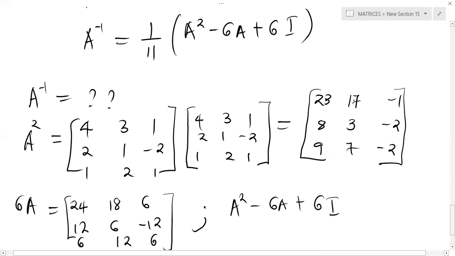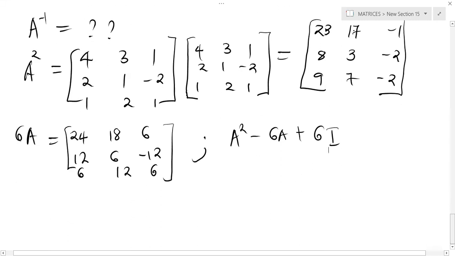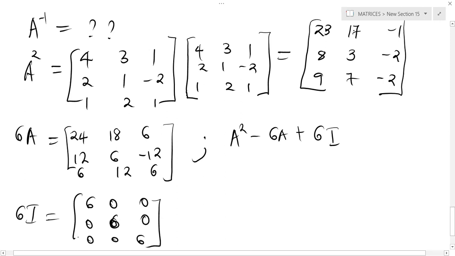6 identity will just be, let's write it over here. So 6 identity will obviously be 6 multiplied by the identity. So that will be 6, 0, 0, 0, 6, 0, and 0, 0, 6. Okay, so if we evaluate this, A squared is this, and then we are subtracting this, and then we are adding this. What are we going to get?